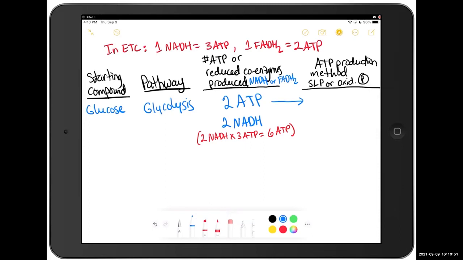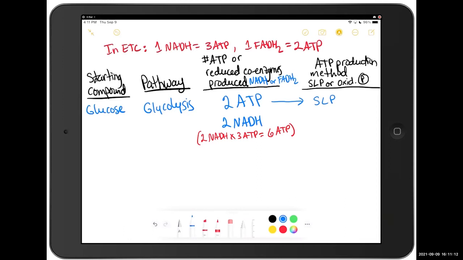SLP. Say that again, Adrian. SLP. You are correct. Do you understand why? Who doesn't understand why? Raise your hand. Okay. Remember substrate level phosphorylation.